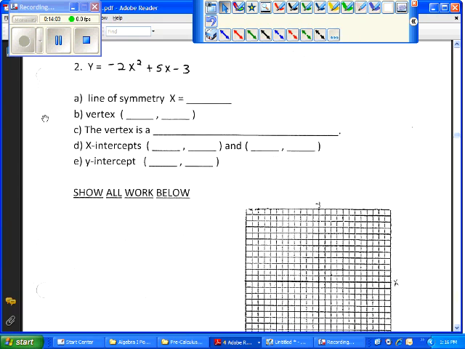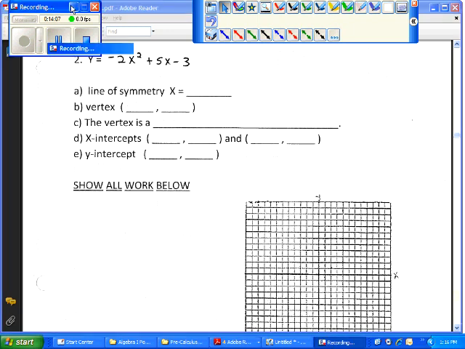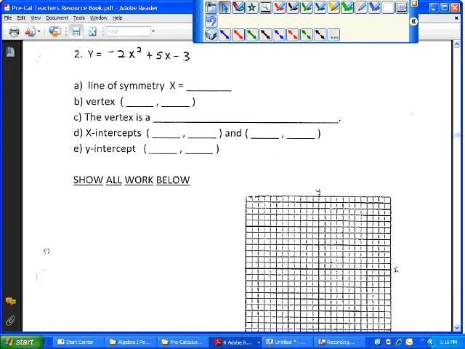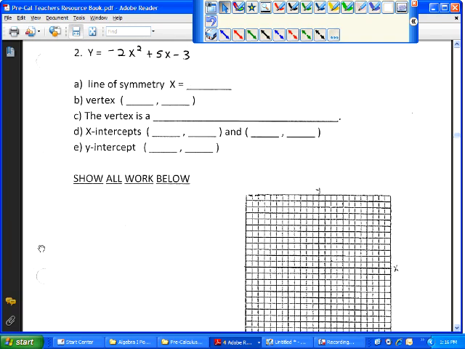Now they're going to get a little bit more complex. This time our a is not 1. And so we're going to be forced to move away from that easy factoring method into a more complicated factoring method, or the quadratic formula. The line of symmetry, how do we find it?